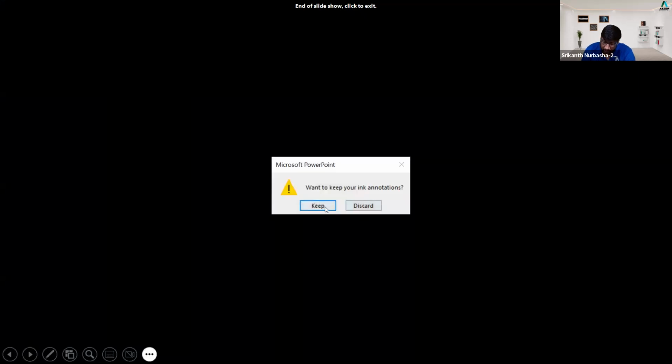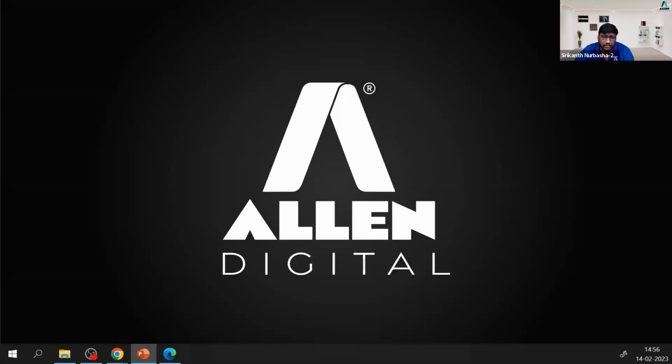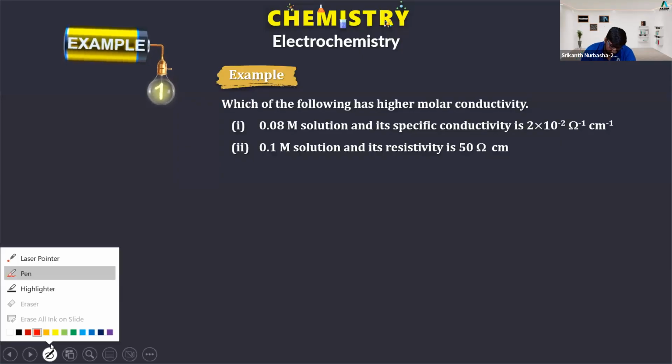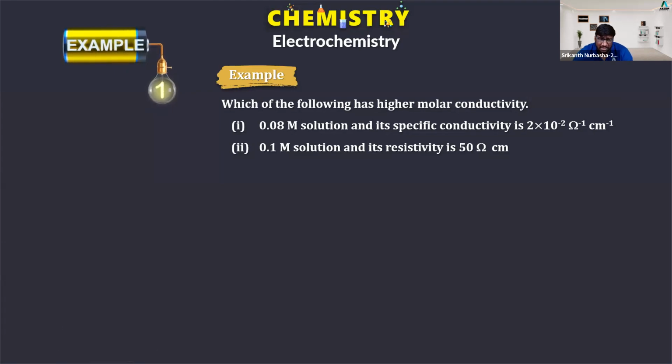Just a second, we'll start with other slides. Try to solve this question. Which of the following has highest molar conductivity?